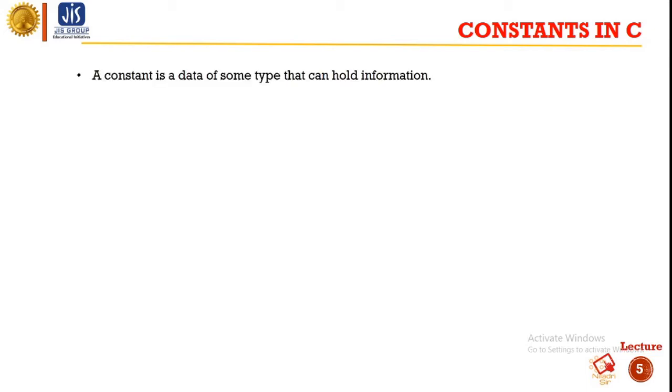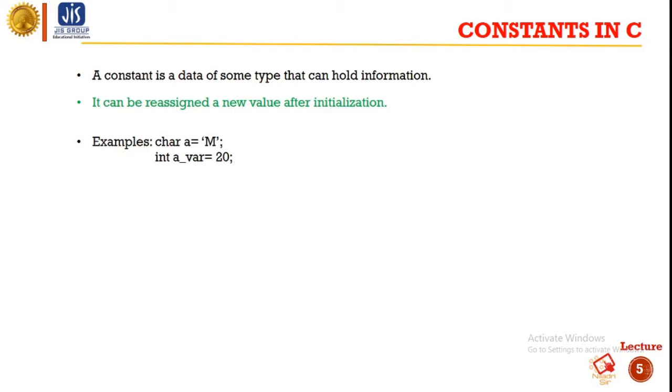A variable is a data type of some type that can hold information, and it can be reassigned a new value after initialization. Examples are char a = 'm' and int a_var = 20. Here m and 20 are constants: m is the character constant, and 20 is the integer constant.